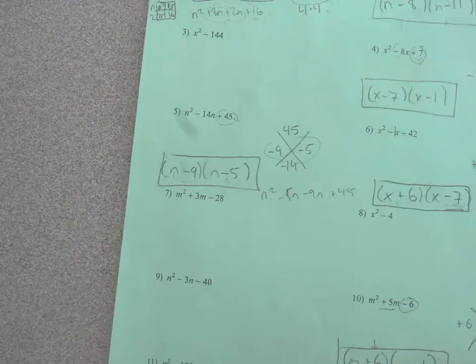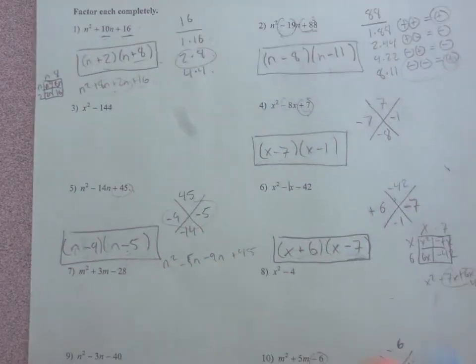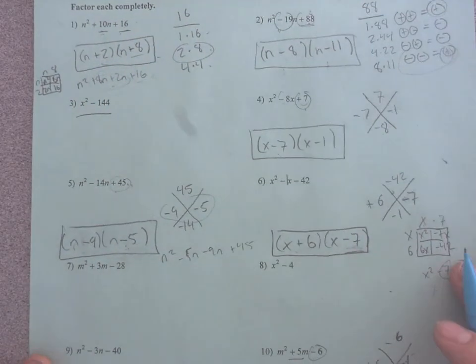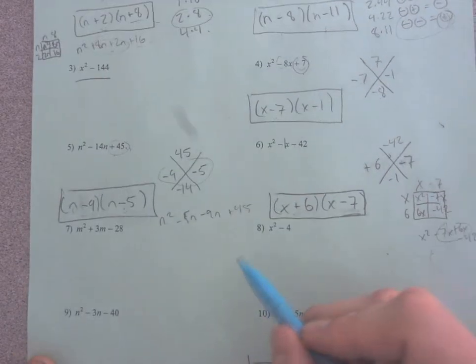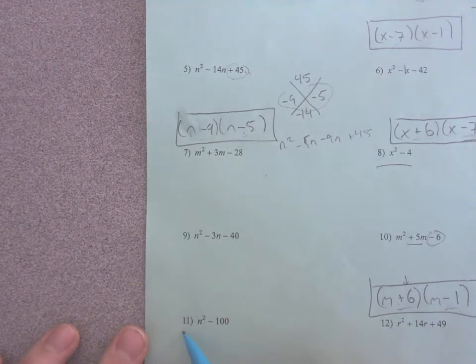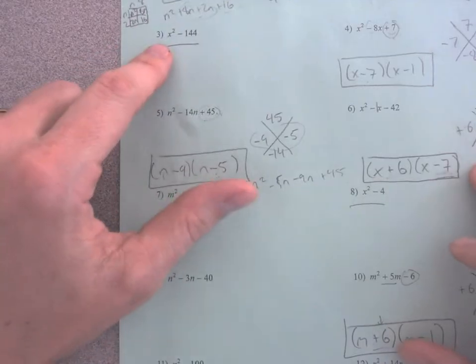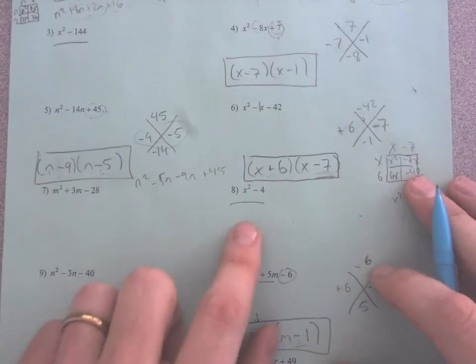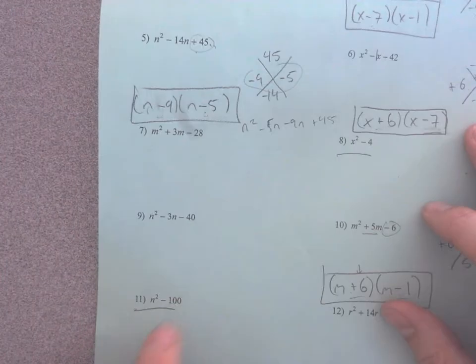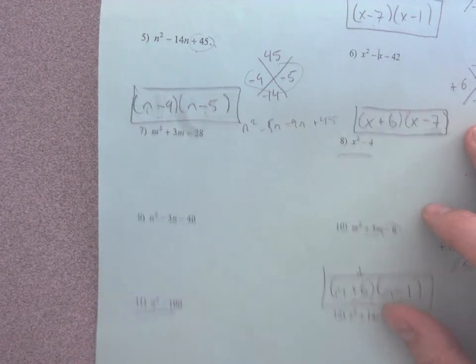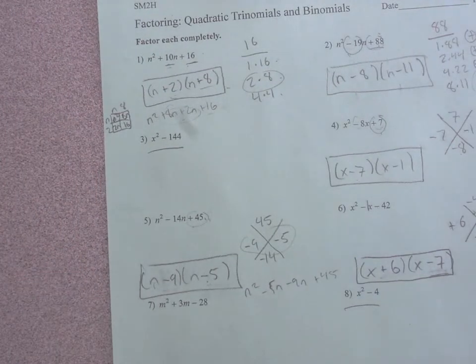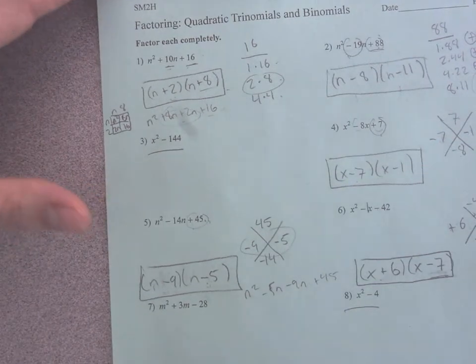So, knowing that, let's go back to this assignment. Look at some of the ones that I left out. 3, 8, and 11 are all differences of squares. That's x squared and that's 12 squared. That's x squared and that's 2 squared. That's n squared and that's 10 squared. So it's actually pretty easy to factor these because there's a huge hint here.